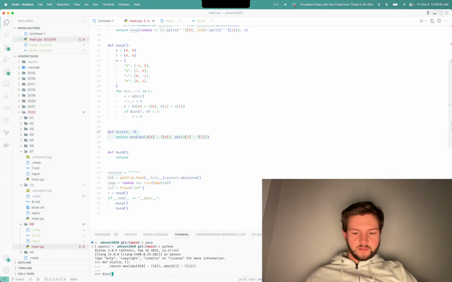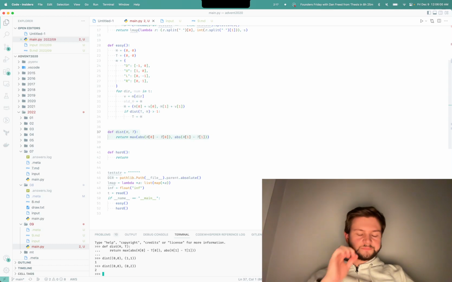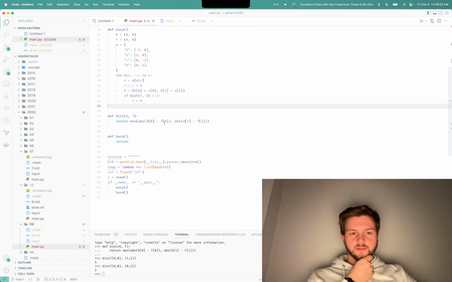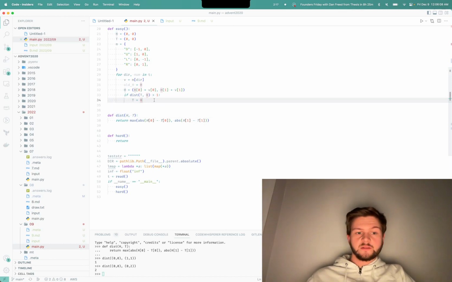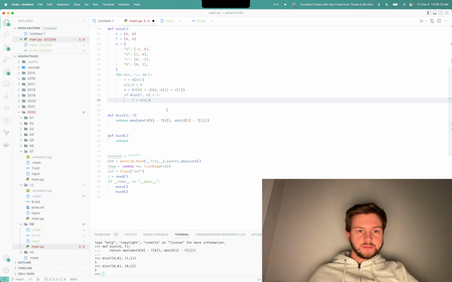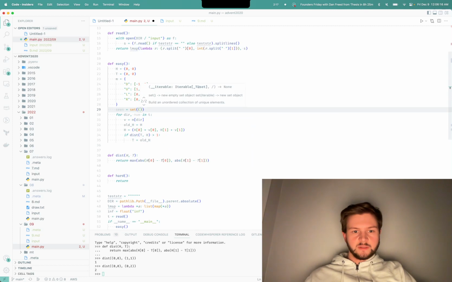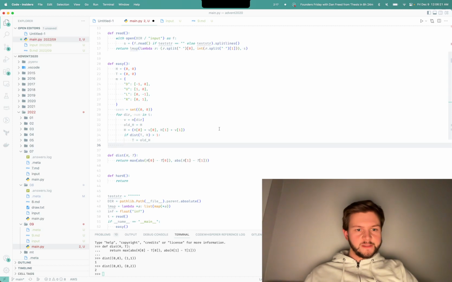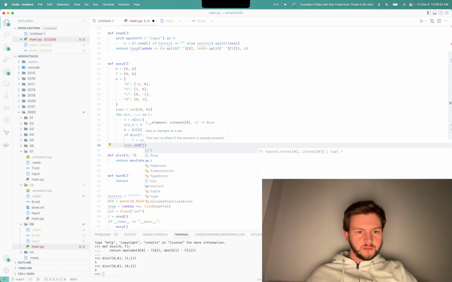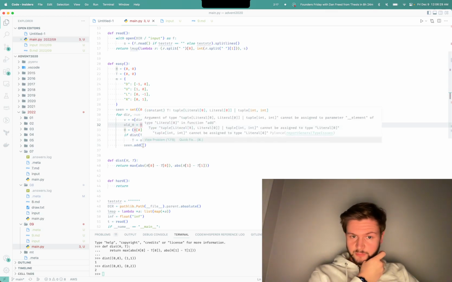Okay, dist of 0, 0, and 1, 1 should be 1. 0, 0, 0, 2 should be 2. Okay, I think that's correct. The distance is greater than 1, then we move the tail to the old head. Now we say scene is equal to set 0, and we say scene add tail. And I think this is indeed a 2.